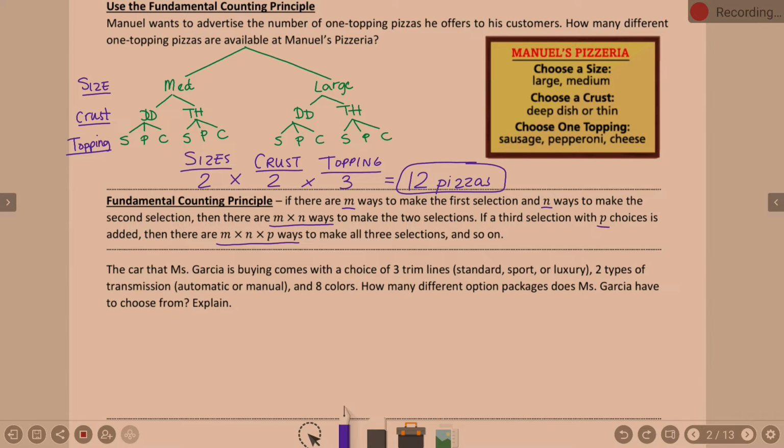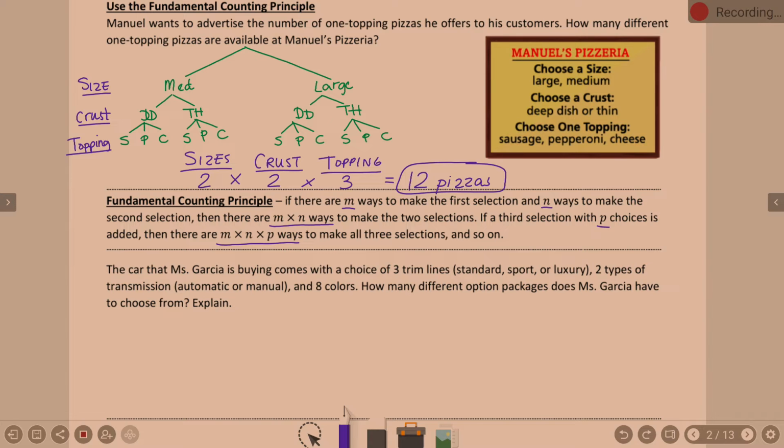Okay. Let's look at the car buying example here. The car that Ms. Garcia is buying comes with a choice of three trim lines, standard, sport, or luxury, two types of transmission, automatic or manual, and eight color choices. How many different option packages does Ms. Garcia have to choose from? We can make a tree diagram, but that sounds like a lot of extra work that I don't want to do. So let's go the easy route.